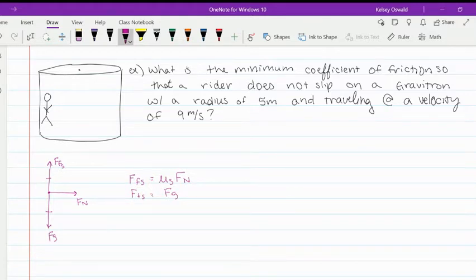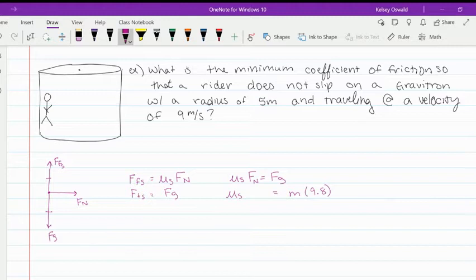So since we have two equations for a friction force here, we can set these equal to one another. So we have our coefficient times our normal force equal to our force of gravity. So we know our force of gravity is always mass times g. They don't give us the mass of our rider here, so we're just going to leave that as a variable m. And then we know that's equal to our force of friction, which we'll find by doing our coefficient times that normal force.